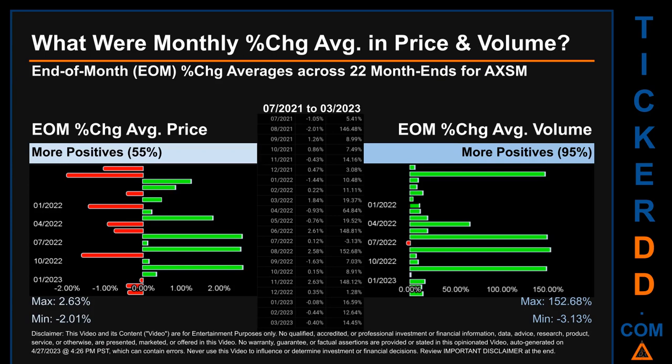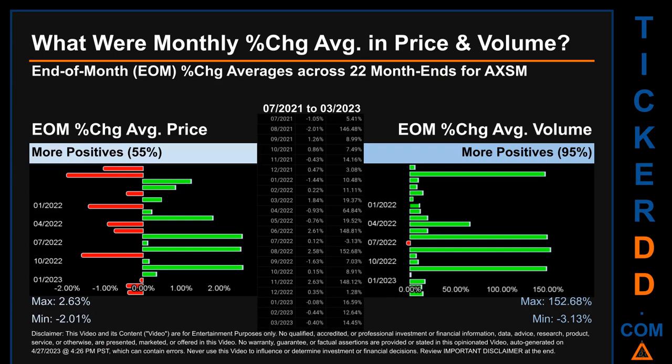What were end-of-month percentage change averages in price and volume for AXSM? The monthly average of percentage change in price and in volume were calculated for each of the 22 month ends. That calculation took daily percentage changes and averaged them for each given month. If a month end came out negative, then it means that the month summarily saw a negative change.